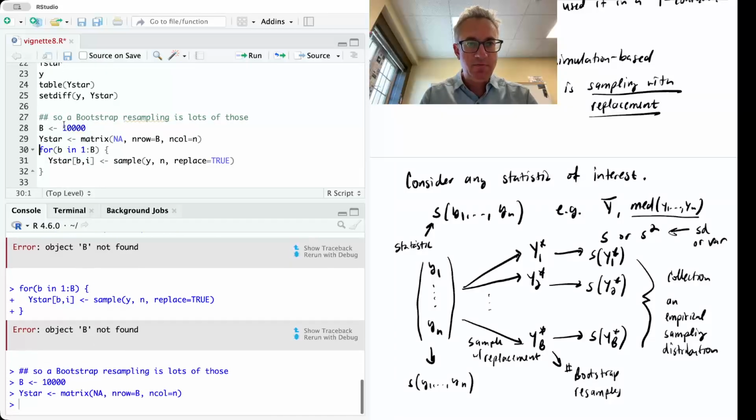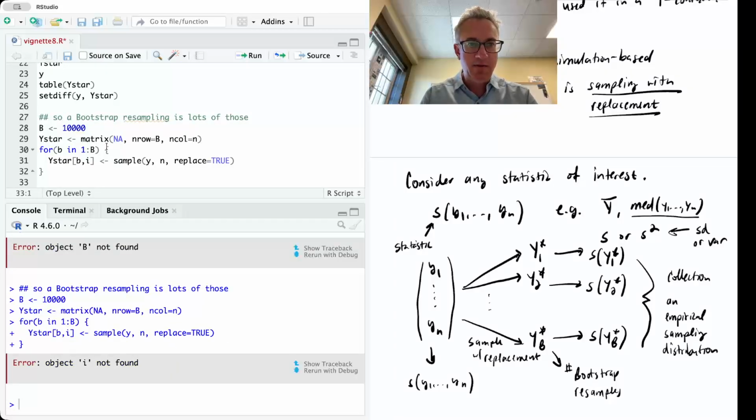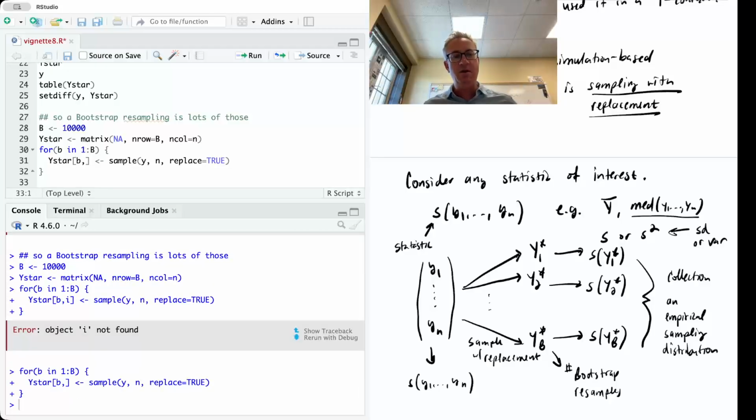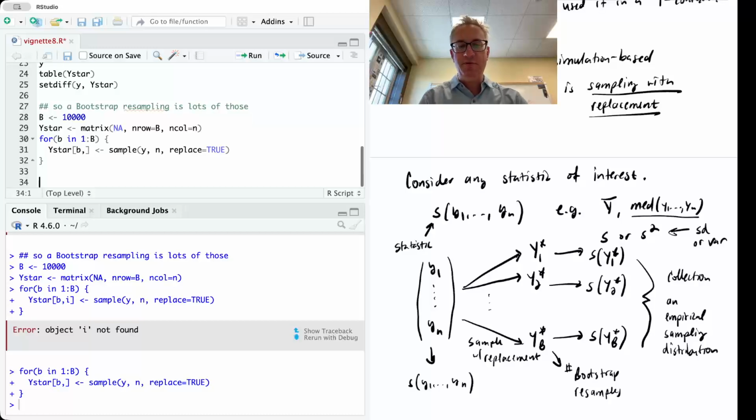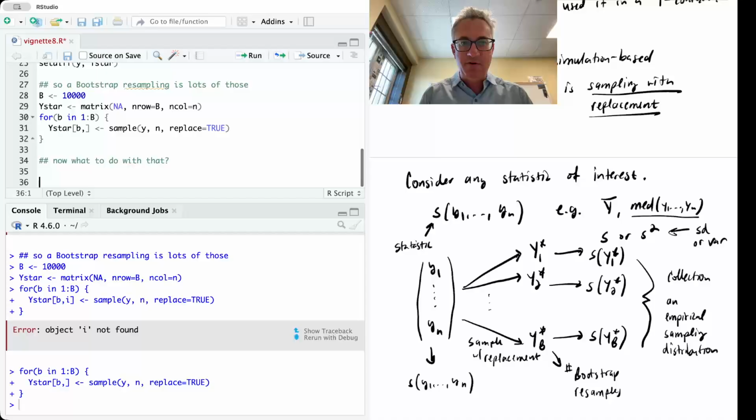Oops. I didn't. I'm being sloppy. Okay, there we go. So now I've got a big matrix storing all of these resamples. Now, what to do with that? Okay, so there's a bunch of things you could do with that. I'm going to focus on the median.